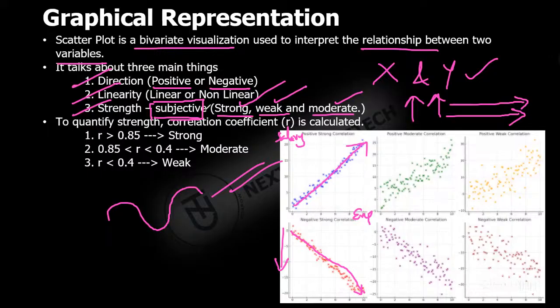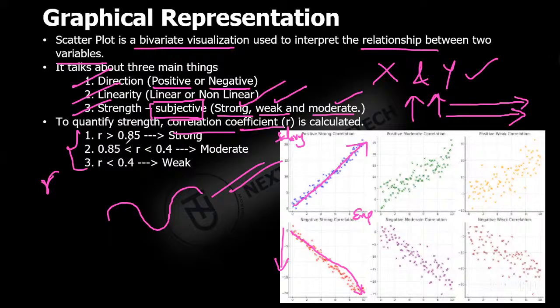Strength being subjective, we cannot decide whether it is strong, weak, or moderate. In order to quantify strength, statisticians have come up with a measure called small r. Small r, what is it called? Correlation coefficient. This correlation coefficient helped us to quantify strength. You know how? Based on the value of r, we have thumb rules.